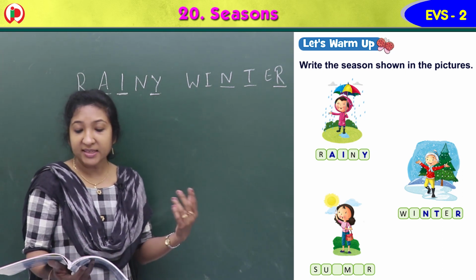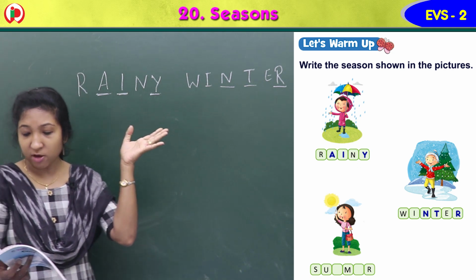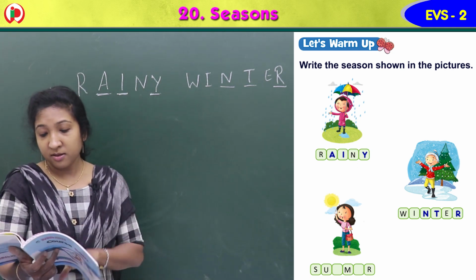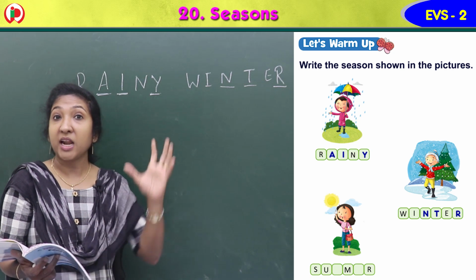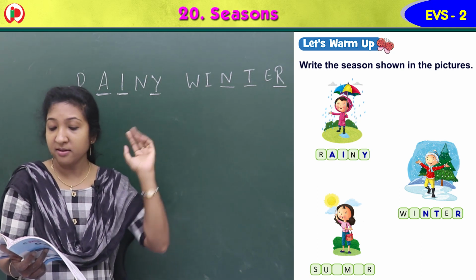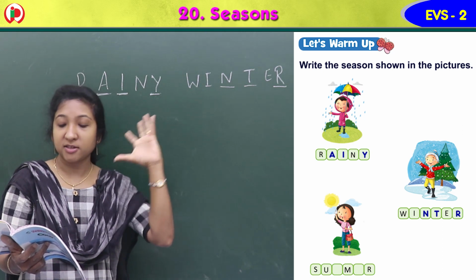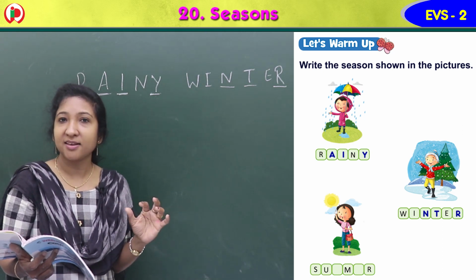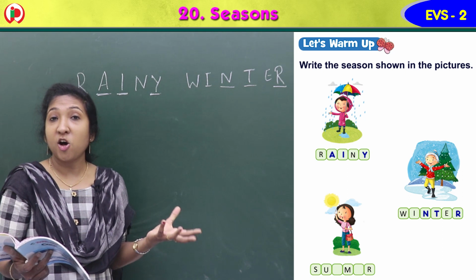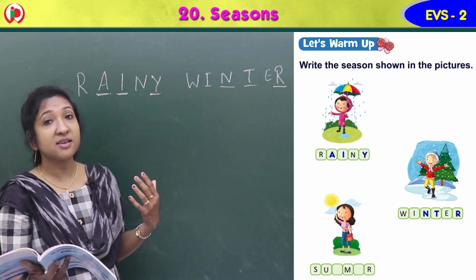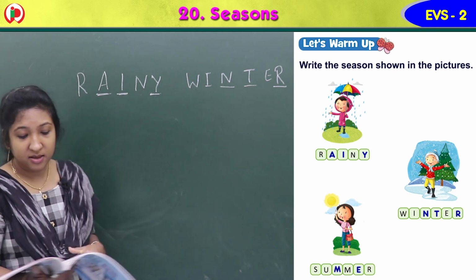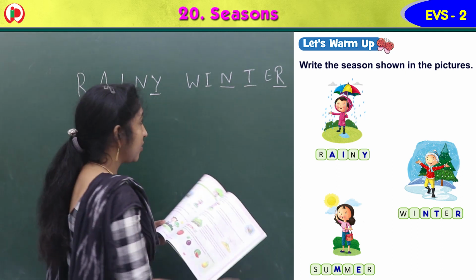Now coming to the last image, you can see an image of a girl there, isn't it? Yes, so hot sun, she's sweating. So which season is it? Yes, it is sunny, it is a summer season.